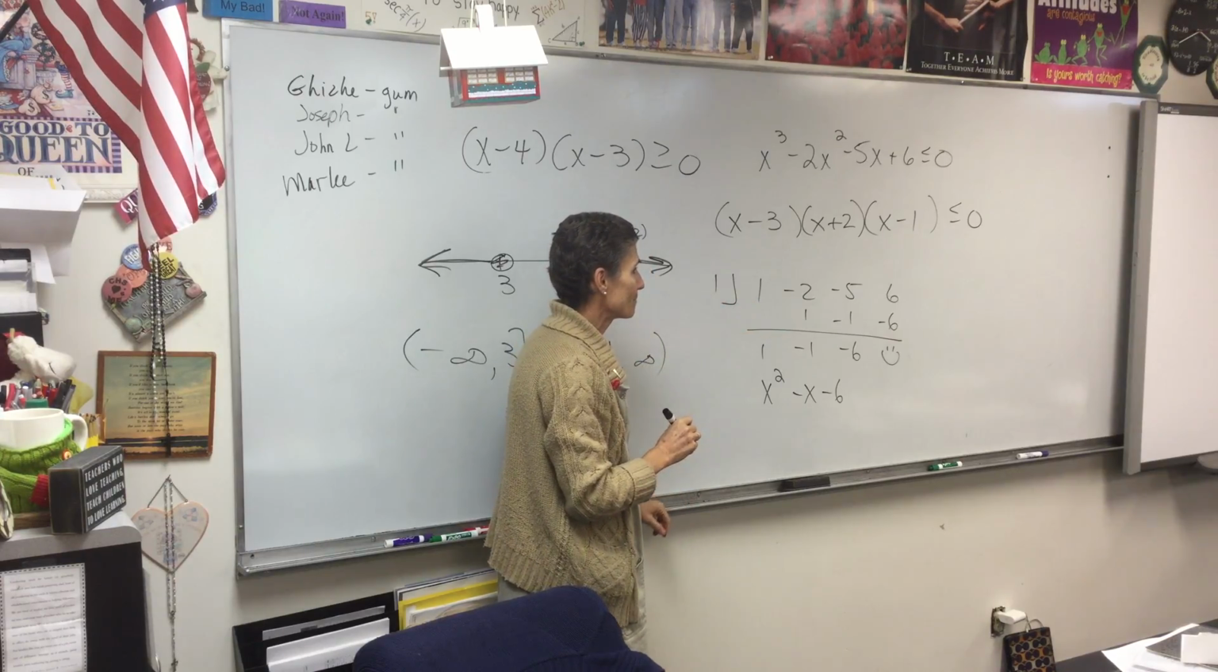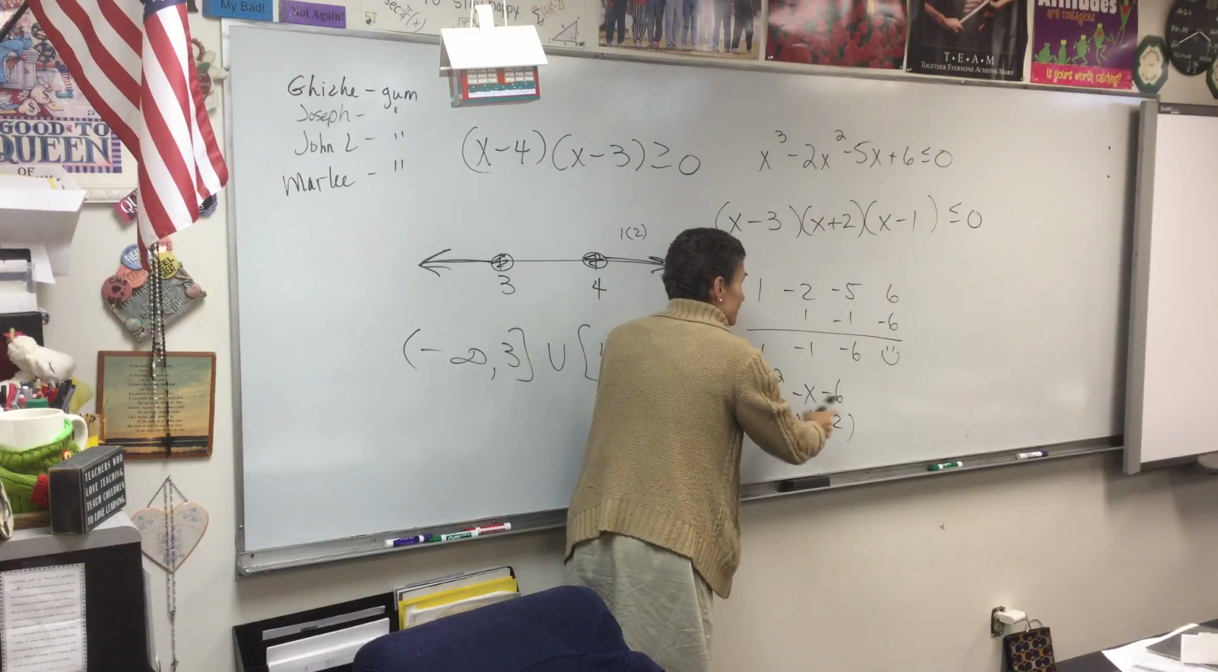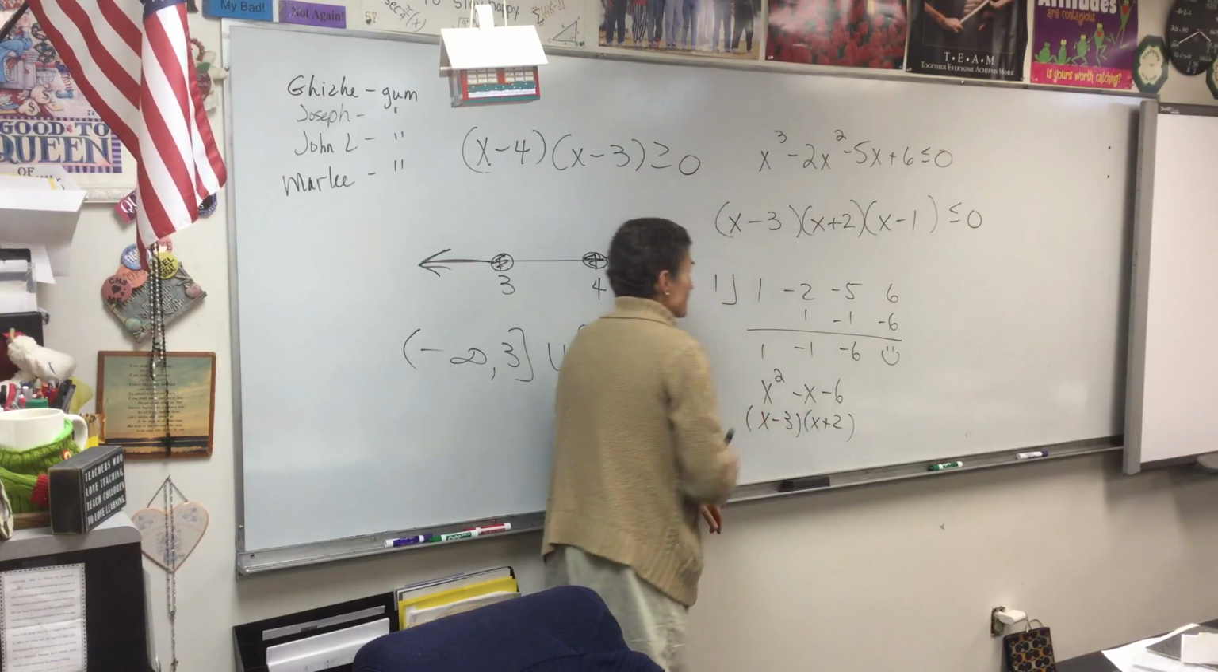How did you get negative 3 and 2? This factors. So when you FOIL that together, you get this.